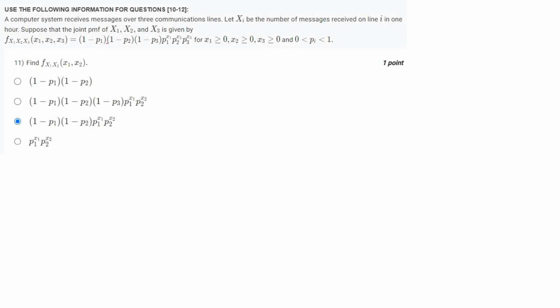A computer system receives messages over 3 communication lines. Let Xi be the number of messages received on line i in 1 hour. Suppose that the joint PMF of X1, X2 and X3 is given by f of x1, x2, x3 equal to (1 minus p1) into (1 minus p2) into (1 minus p3) into p1 to the power of x1, p2 to the power of x2, and p3 to the power of x3, for x1 greater than or equal to 0, x2 greater than or equal to 0, and x3 greater than or equal to 0, and each p is less than or equal to 1. Okay, so now what is given here?